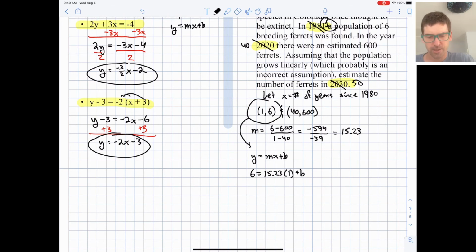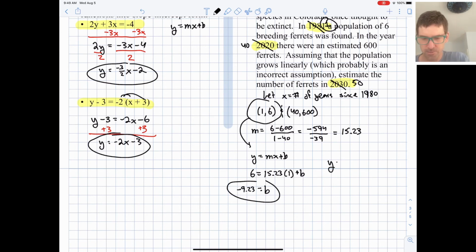Okay, and we can solve for b. b equals negative 9.23. So this is a kind of a curious result for b. It says that in year 0, so in year 1980, we had negative 9 ferrets, right? Obviously it doesn't make sense in the real world, but it's still helping us adjust our overall linear equation to fit the data that we have, okay? It also probably speaks to why the ferrets are probably growing in an exponential pattern and not a true linear pattern.